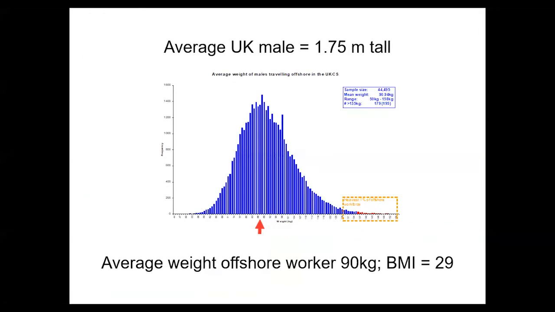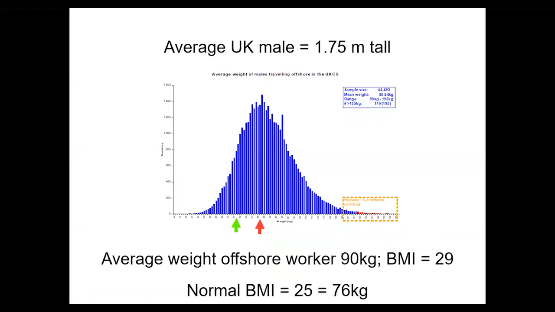And if we think about this for our offshore worker in terms of what you might actually be able to achieve for an offshore employee, for an average UK male of 1.75 metres tall, if he's the same weight as an average offshore worker, he is bordering on obese. To get back to a BMI of 25, he would have to be 76 kilograms, which interestingly enough is exactly what he would have been back in the mid-1980s.